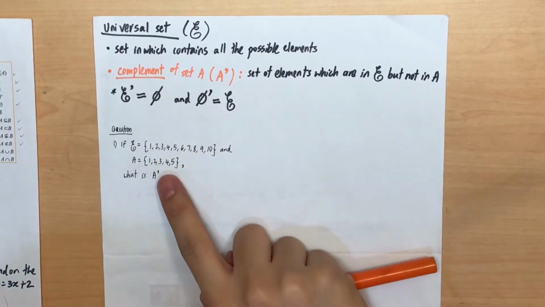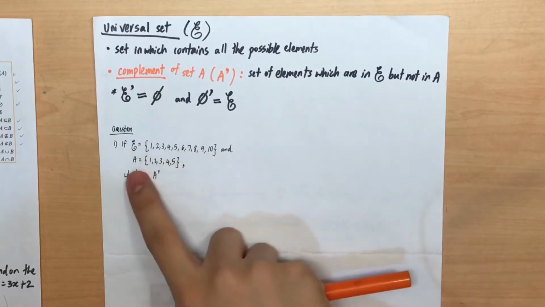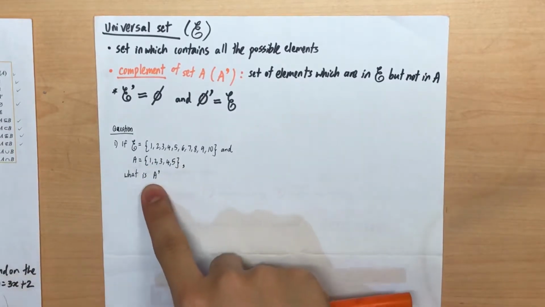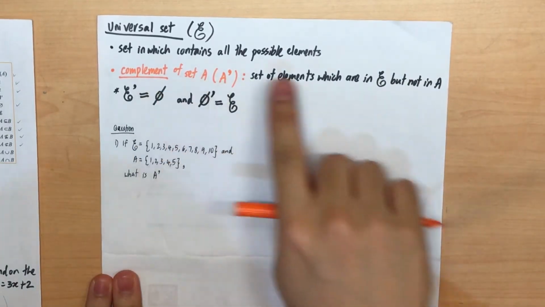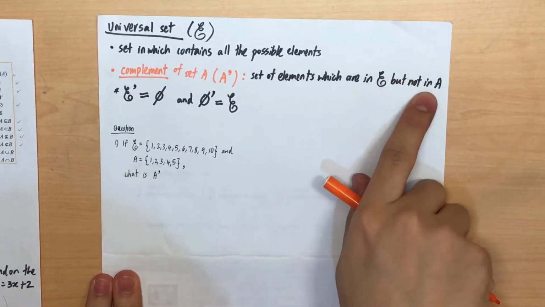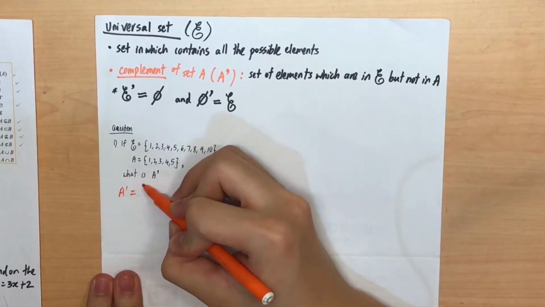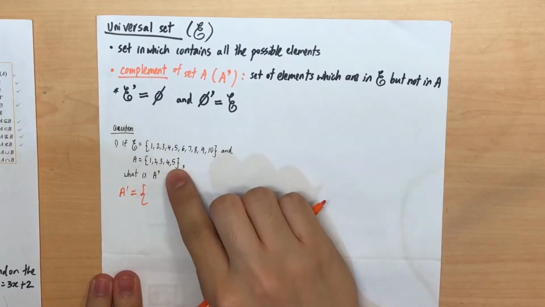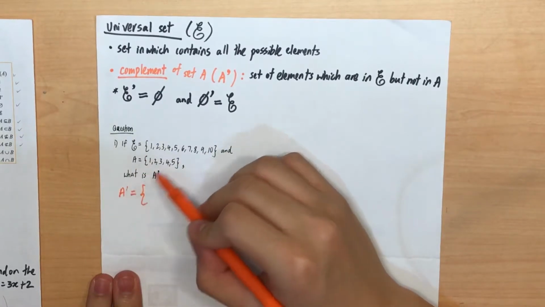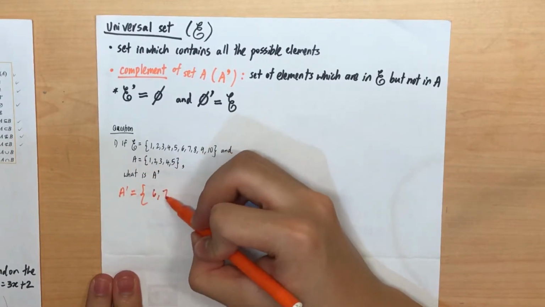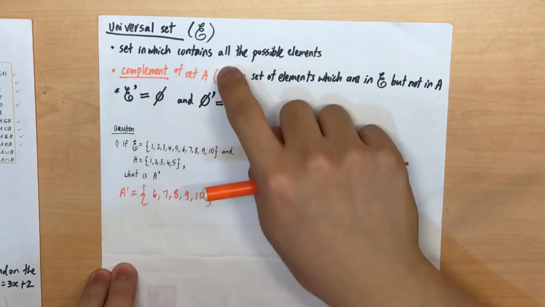For example, we look at this question. If the universal set contains this and set A contains this, what is the complement of set A? The complement of set A means the set of elements which are not in A but are in the universal set, which are, because here contains 1, 2, 3, 4, 5, the elements which are not in A is A prime, which is 6 to 10, 6, 7, 8, 9, 10. That's all for complement and the universal set.